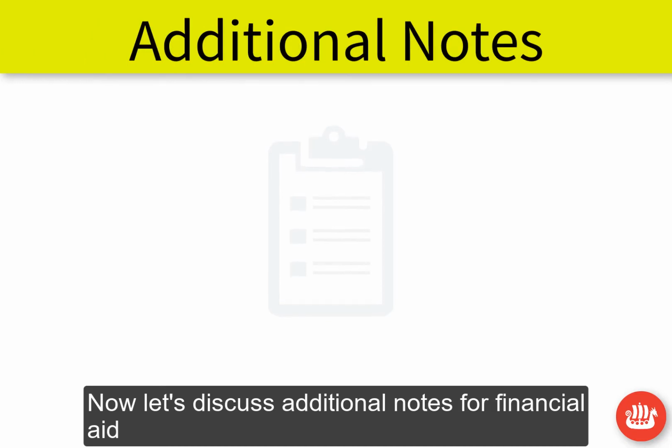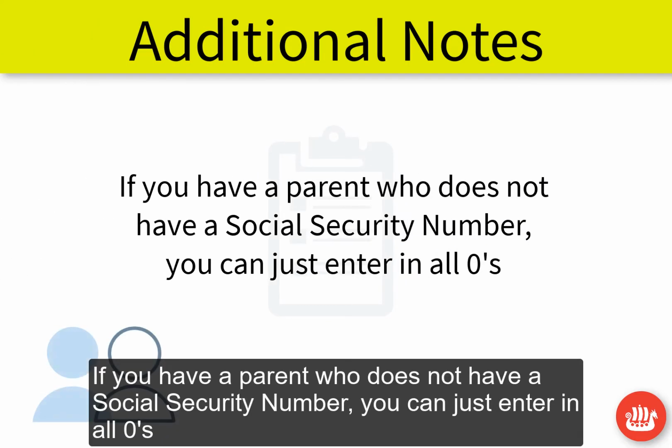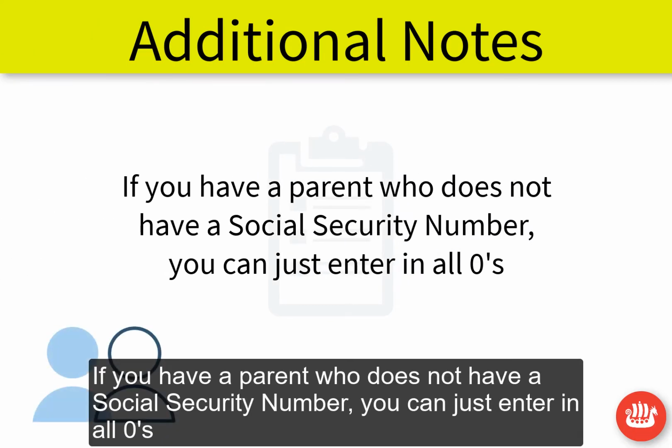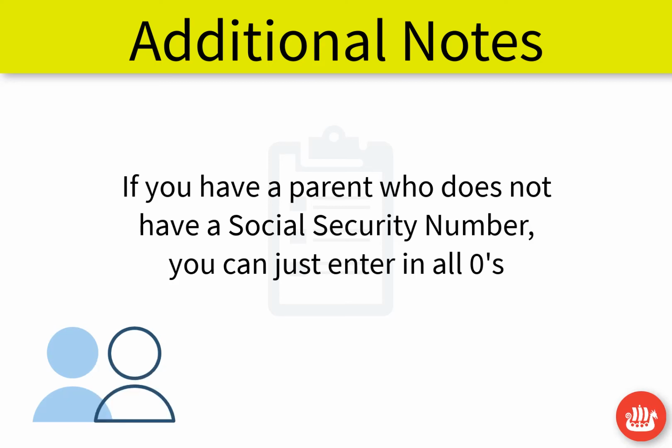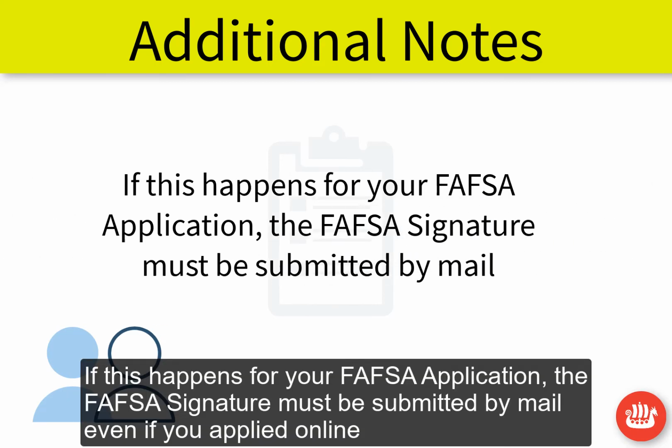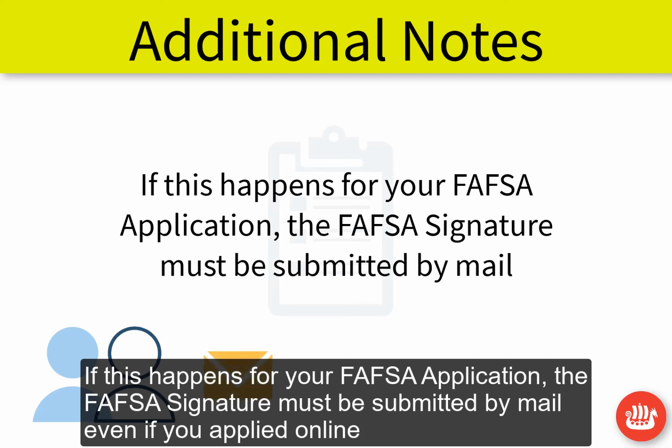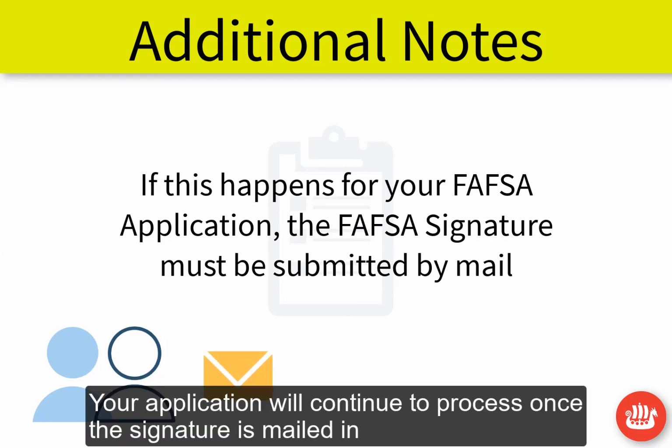Now let's discuss additional notes for financial aid. If you have a parent who does not have a Social Security number, you can just enter in all zeros. If this happens for your FAFSA application, the FAFSA signature must be submitted by mail even if you applied online. Your application will continue to process once the signature is mailed in.